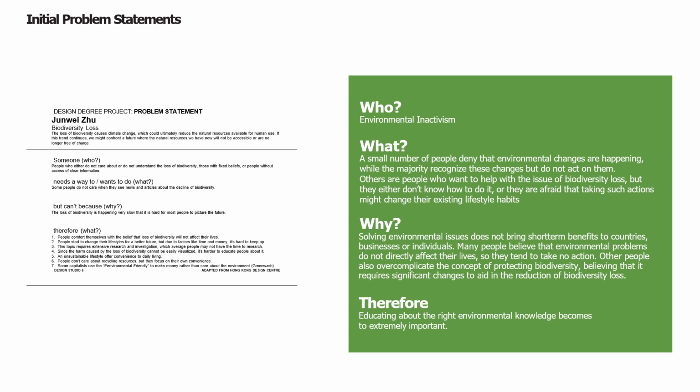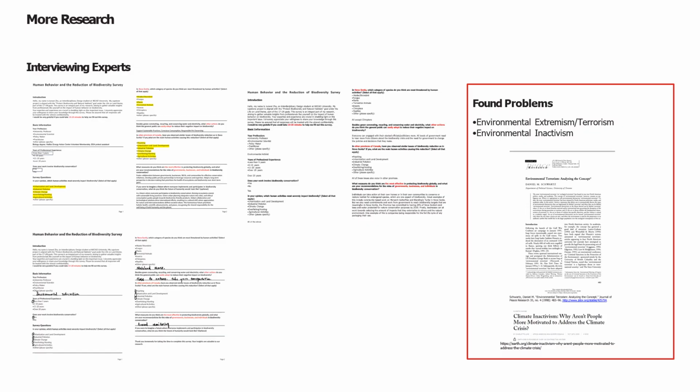In my initial problem statement, I identified the key demographic to focus on: environmental inactivism. Within this group, some people dislike the change of the environment, while others do not know how to help or change the situation. After I identified the problem, I did a survey with experts in the field. The survey result shows the existence of two types of individuals: environmental extremism and environmental inactivism. Part of the reason behind them is media hype.